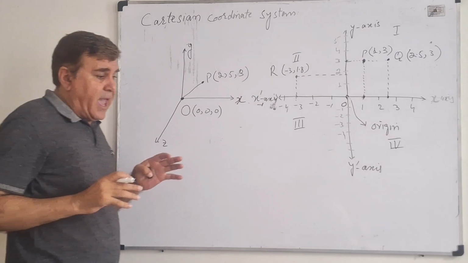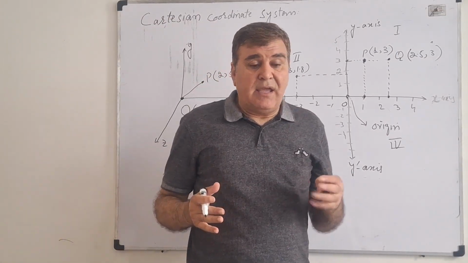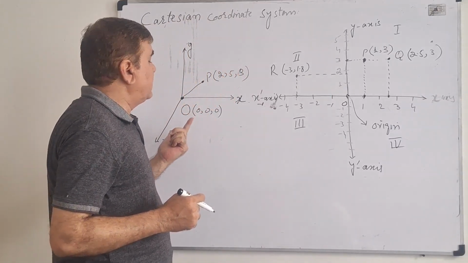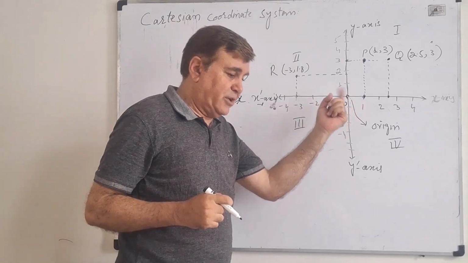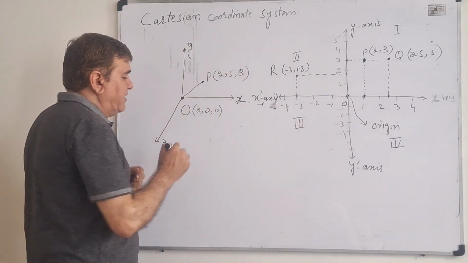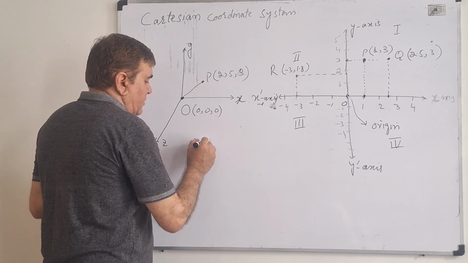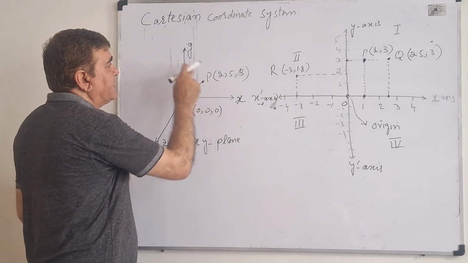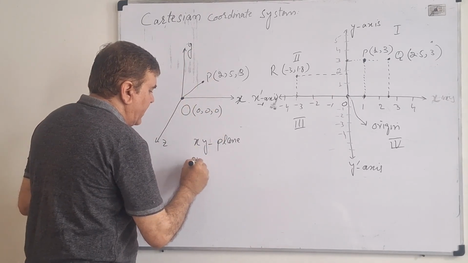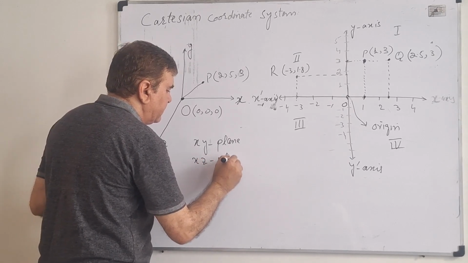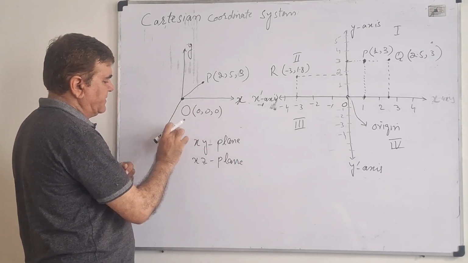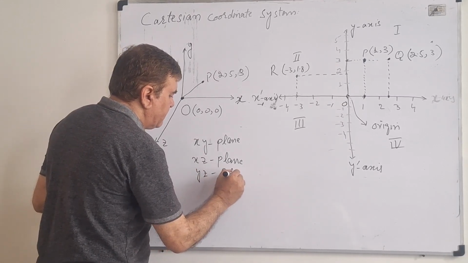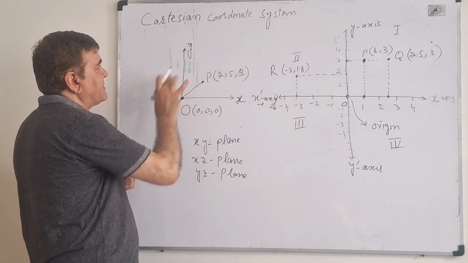In fact, we have different planes in 3-space. When we say 3-space, we mean we are dealing with three dimensions, and when we say 2-space, we mean we are dealing with a plane in two dimensions. In 3-space, we have different planes like the XY plane, which is the plane between the x and y axes. Then we have the XZ plane, the plane between the x and z axes. Then we have the YZ plane, the plane between the y and z axes.